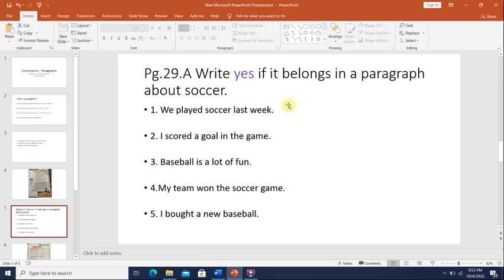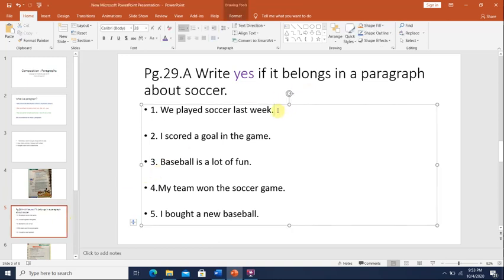Remember, this paragraph is about soccer. Okay, so sentence number 1. Will you find this sentence in a paragraph about soccer? It says, we played soccer last week. Yes. I scored a goal in the game. In soccer, can you score a goal? Yes. This is related to soccer. This sentence will be found in a paragraph about soccer.